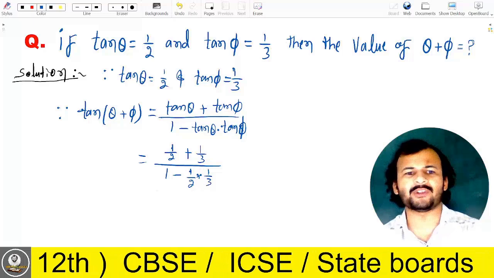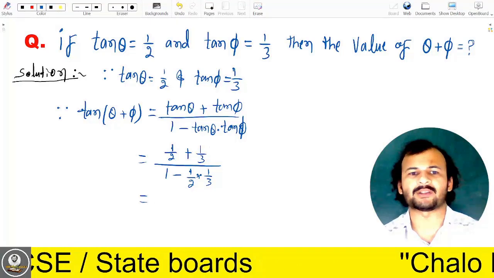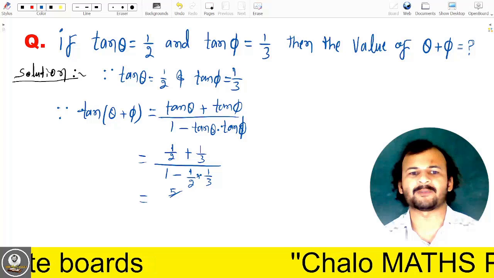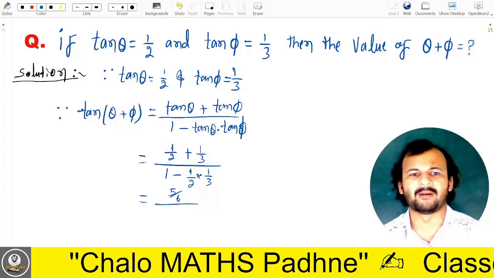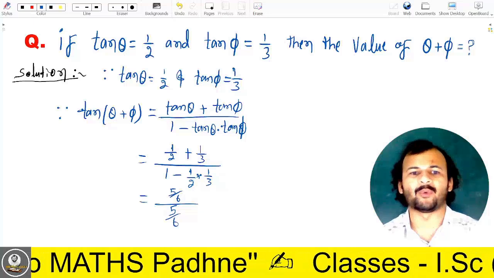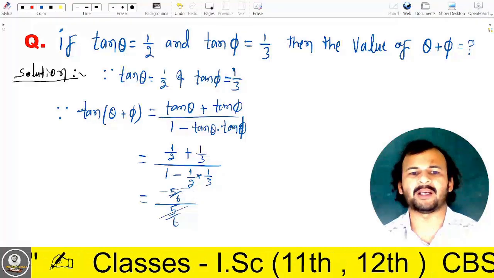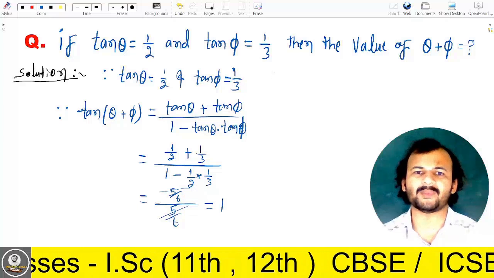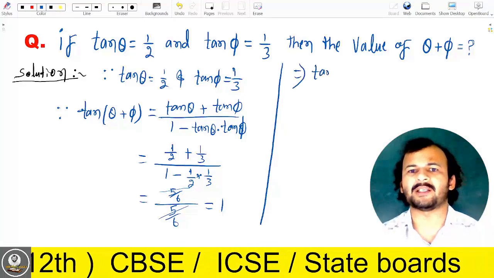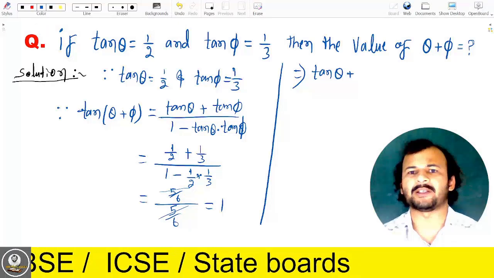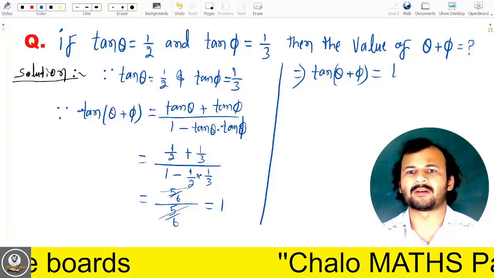Okay, and now we solve them and we get 3 plus 2, 5 by 6 in the numerator, and in the denominator we get 6 minus 1, 5 by 6, right? Both numerator and denominator are equal, so we can cancel them and we can write 1. Thus we now have tan(theta plus phi) is equal to what? 1.